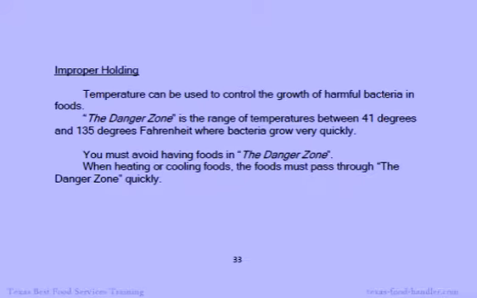Improper holding. Temperature can be used to control the growth of harmful bacteria in foods. The danger zone is the range of temperatures between 41 degrees and 135 degrees Fahrenheit where bacteria grow very quickly. You must avoid having foods in the danger zone. When heating or cooling foods, the foods must pass through the danger zone quickly.